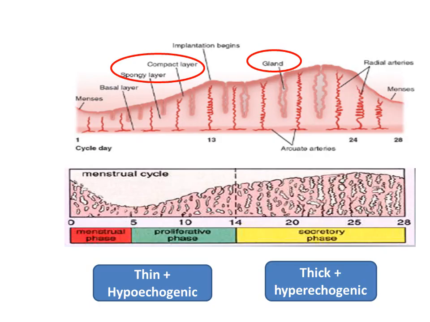So in the early proliferative phase of the menstruation, we can see the spongy layer and compact layer growing, proliferating, and in the second half of the cycle, which is the secretory phase, the glands are too many and tortuous, so the endometrium will be thick. So if we are doing ultrasonography for a case during the proliferative phase, we should expect that the endometrium is a little bit thin and hypoechogenic, compared to the second half of the cycle, where the endometrium is thick and hyperechogenic.